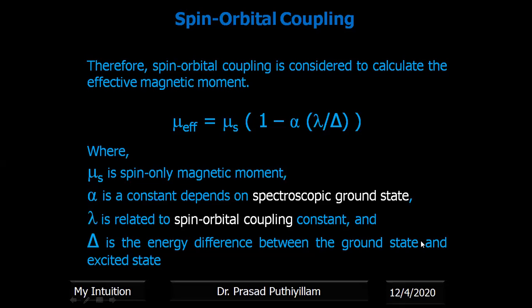To understand more about this spin orbital coupling, or how mu effective is calculated compared to mu s, and what the contributions of alpha, lambda as well as delta are, we need to discuss some basics based on the spectroscopic ground states, then the term representation, which I'll discuss briefly, not in detail.